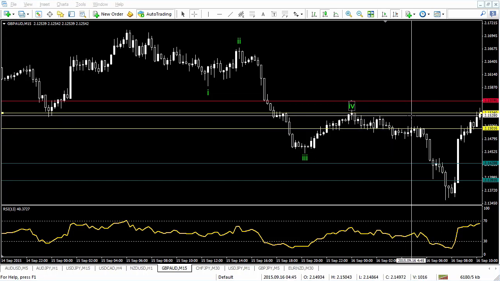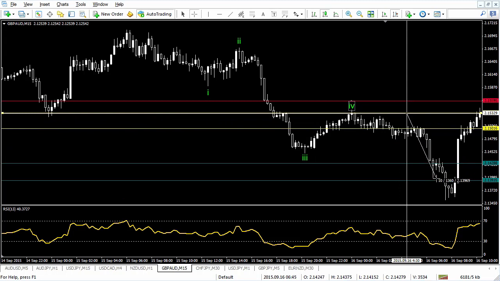With this trade, we would make, let's see, around 140 pips, against risking just 26 pips. Risk reward was great.